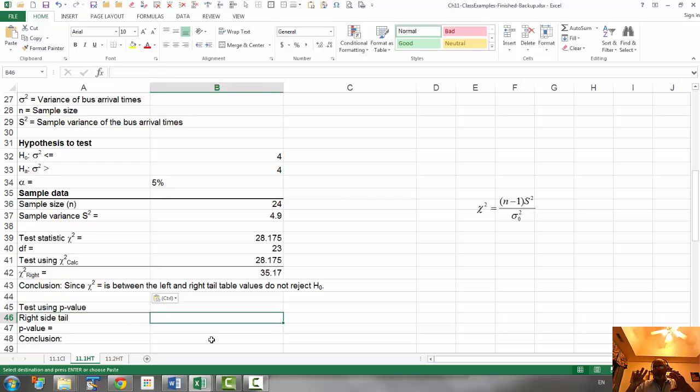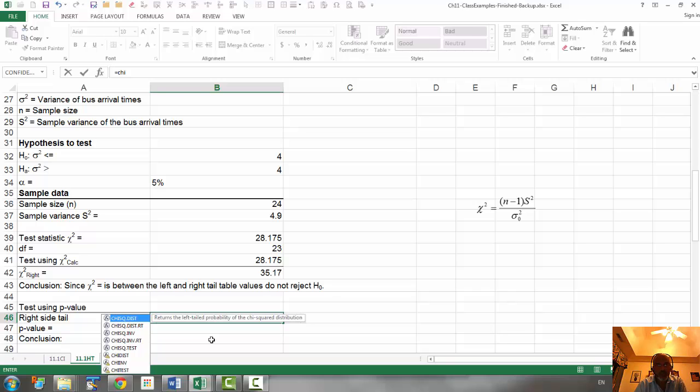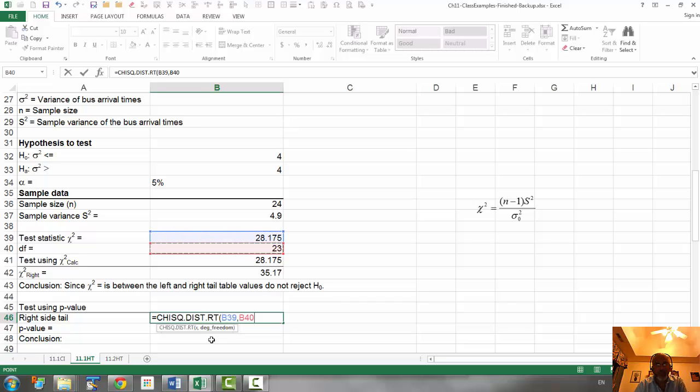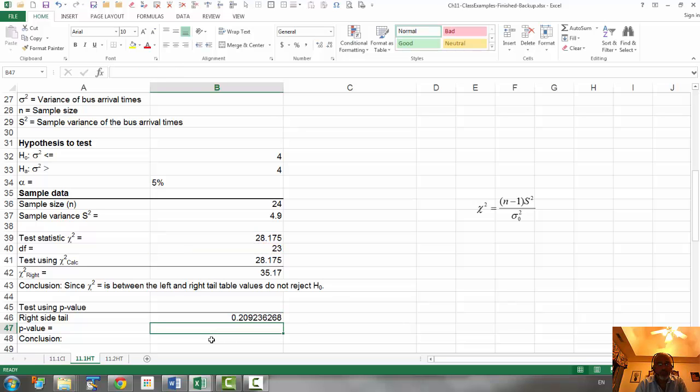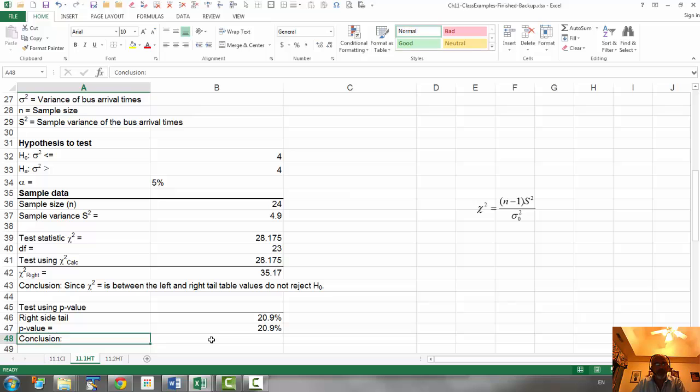So now the p-value is the right hand side tail value. We can use chi-squared.dist.rt. The rt function is the right hand side function. So here we use the test statistic, comma, the degrees of freedom. That will give us the p-value for the test. And that is the p-value, the right hand side tail. So the conclusion is same as before. Since the p-value is greater than alpha, we cannot reject the null hypothesis.